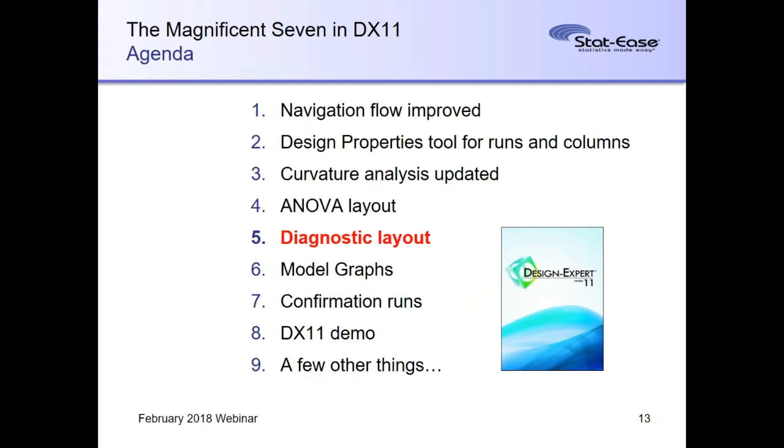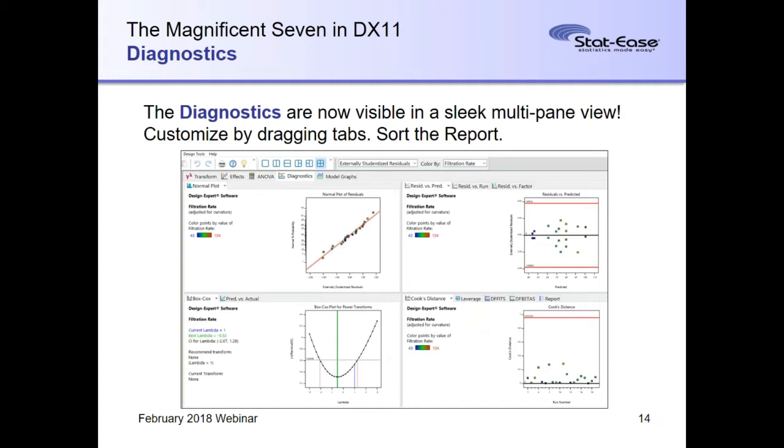The diagnostics are similarly laid out in a multi-pane view. As you can see here, we've got 4 diagnostic graphs that we're looking at all simultaneously. You can certainly click on the single pane view and do it one at a time if you would like, but the 4-pane view gives you everything you need really at a quick glance. You can customize this report by moving and dragging any of these graphs around. So you could choose to put up any 4 graphs all at the same time that you choose.